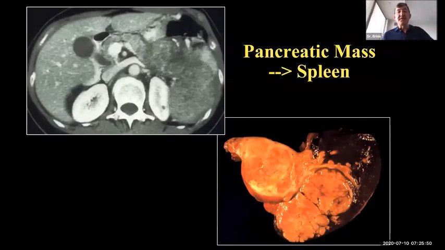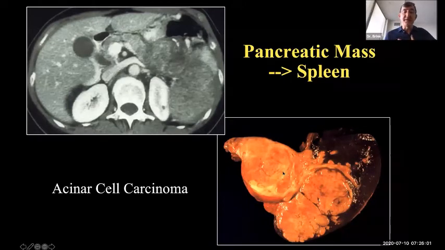Here's a patient with a large mass in the pancreatic tail spreading through the splenorenal ligament to involve the lower pole of the spleen, all held together by the splenorenal ligament. This is an acinar cell carcinoma of the pancreas.